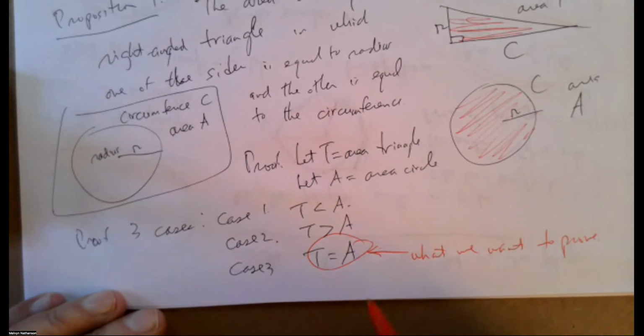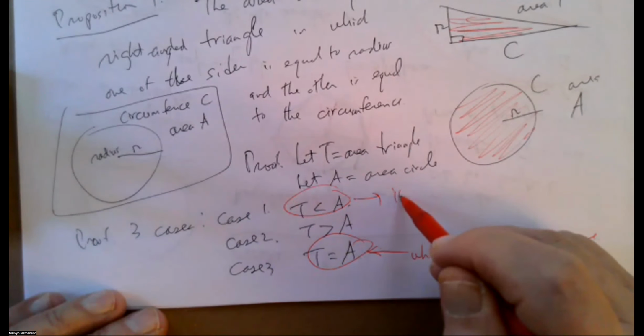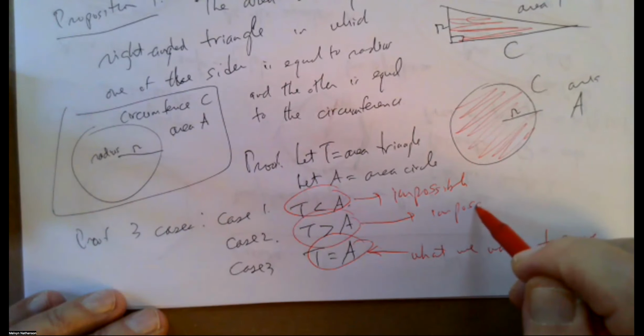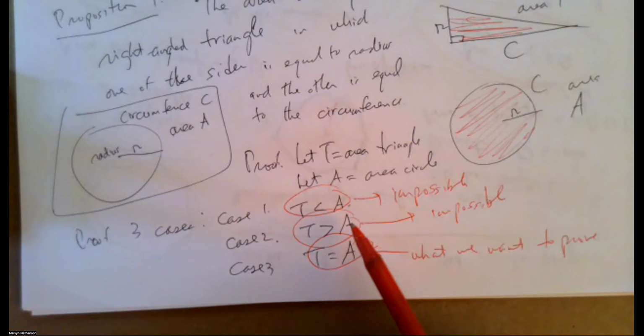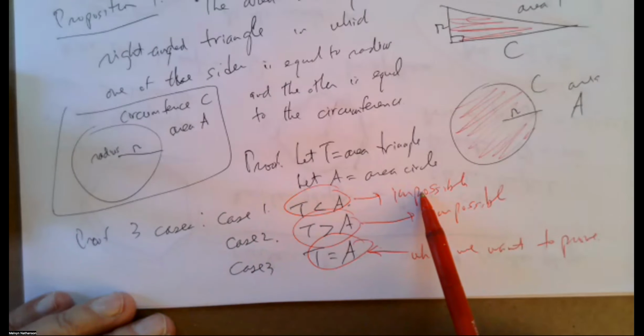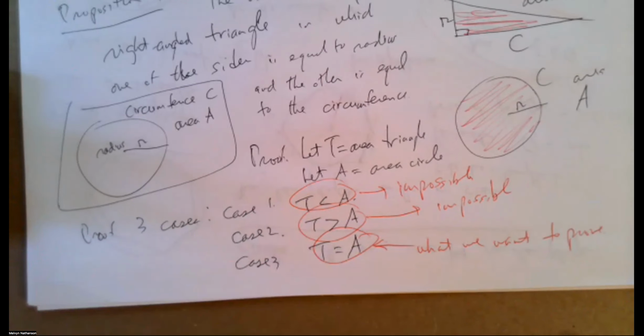But something else you can do is take T less than A and show that's impossible, then T bigger than A and show that's impossible. Then there are only three cases. If two of them are impossible, the third has to be true. So if you can prove that T less than A is impossible and T bigger than A is impossible, then T equals A. So this is a kind of proof by double contradiction. If there are two alternatives and you show one's impossible, the other has to be true. Here there are three alternatives. We show two are impossible, so the third has to be true. So that's the idea.